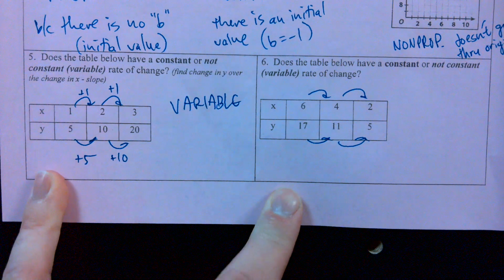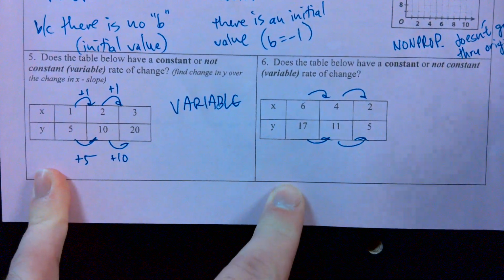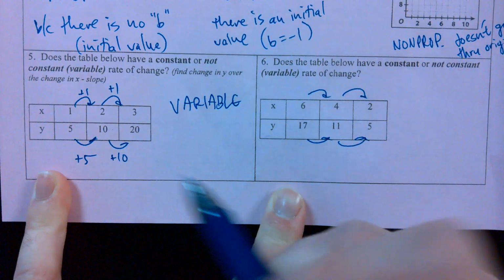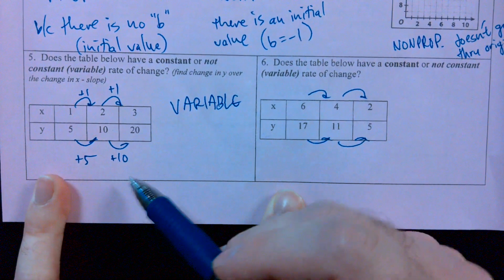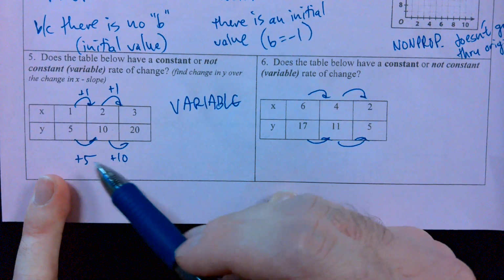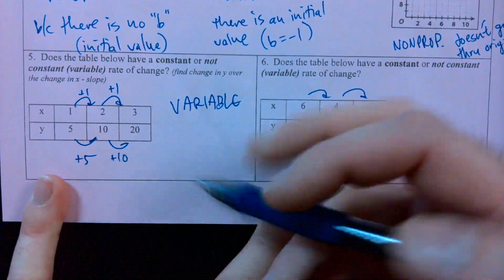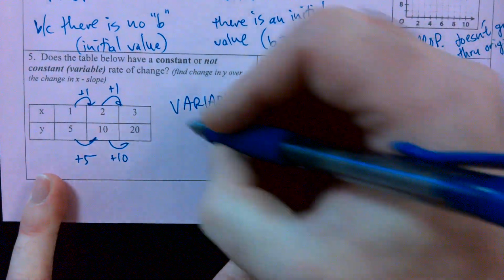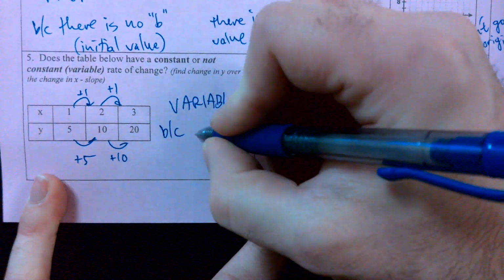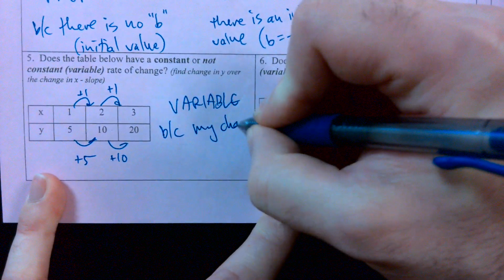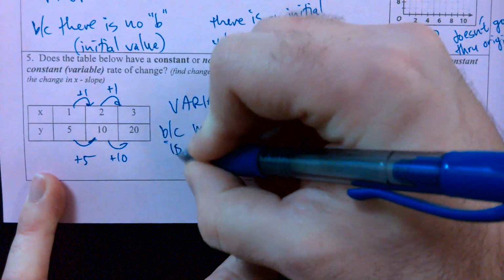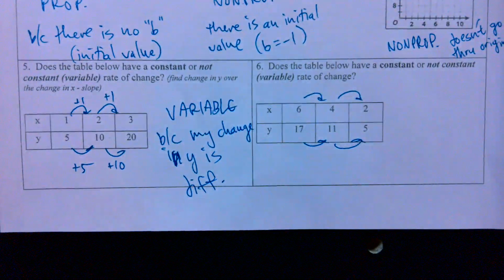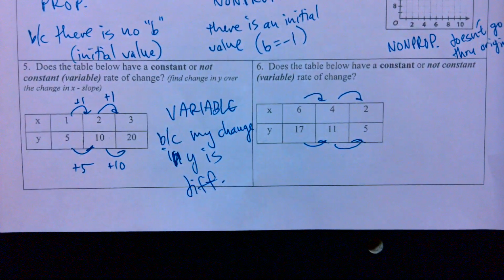What would my reason be as to why this is variable? If I was asked to explain, Eva, what could I say? Because you're adding 5 to 1 each time. Well, you're adding 5 the first time, but then you're adding 10, right? So is that a constant change? 5 and 10? No, right? So we could say it's variable because my change in y is different. Right? Another word for not constant obviously would be like different.